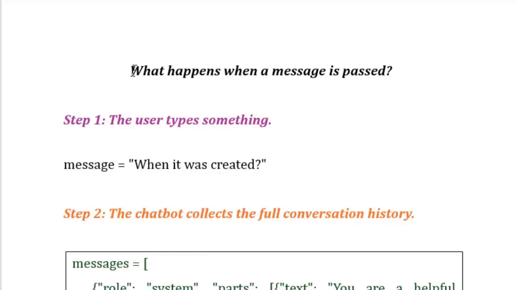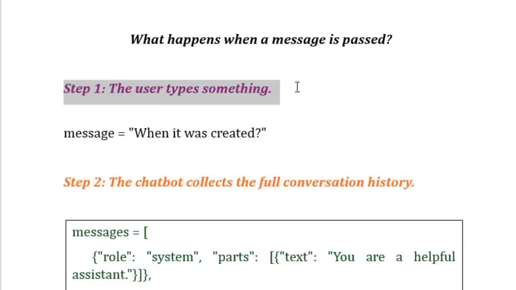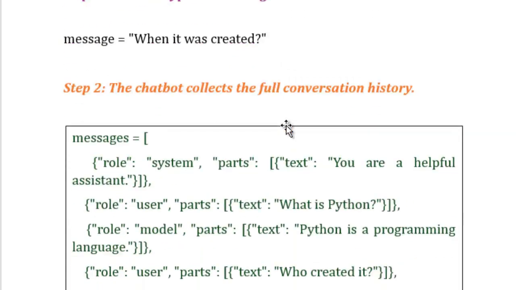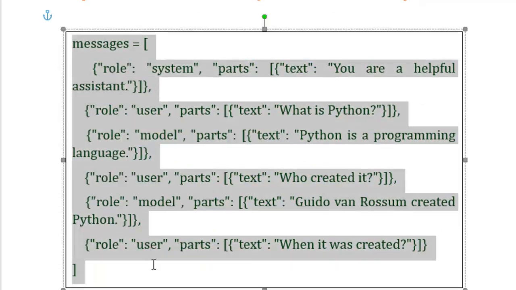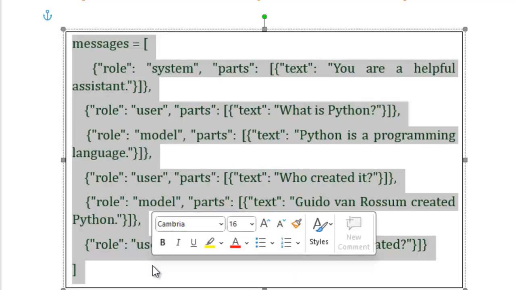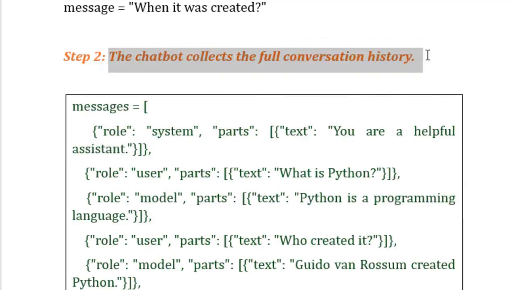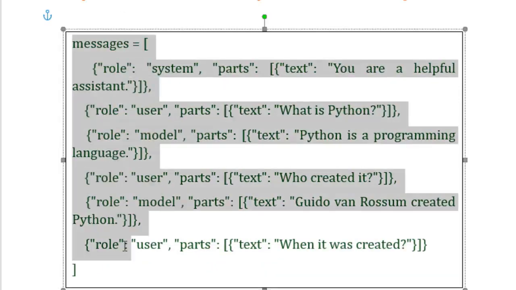So now the question is, what happens when a message is passed? Here we are going to discuss how the chatbot processes a new message using the history. In the first step, the user types something like this message, when was it created. In the second step, the chatbot collects the full conversation history like this, right? This history is in the format of Gemini, but different models have their own format for chat replies.